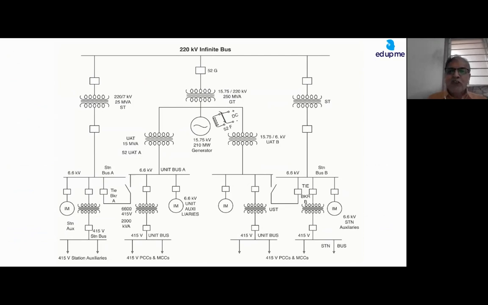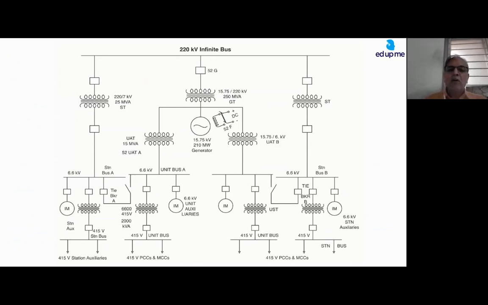But all these auxiliaries, PA fan, primary air fan, forced draft fan, induced draft fan, boiler feed pump, condensate extraction pump, circulating water pumps, coal handling plant, coal crushers, coal conveyor, all these things need power, right?